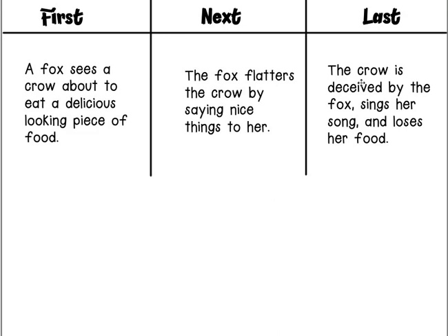In a fable, we have a very simple beginning, middle, and end. We're looking for the beginning, middle, and end of a fable to tell us what happens and what are the main parts of a story, which then teaches us a lesson. And in this fable, we happen to learn that maybe we shouldn't always listen to people who are flattering us because they might have an ulterior motive, like maybe eating our piece of cheese.